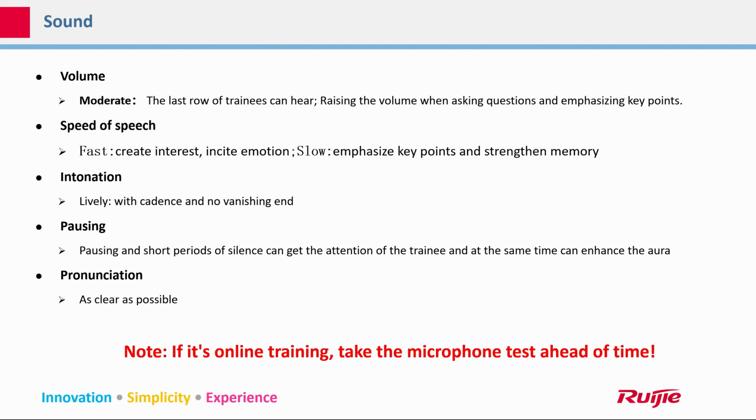Then next is the intonation. The intonation should be lively, with cadence and no vanishing end. Next is pausing. Pausing and short periods of silence can get the attention of the trainees and at the same time enhance the emphasis. And the last point is pronunciation. It should be as clear as possible. So about the sound, you should know that.